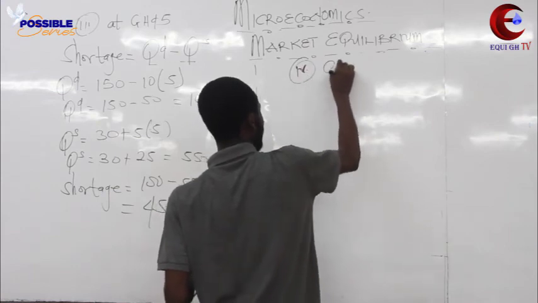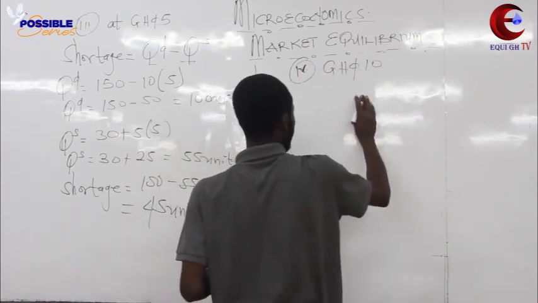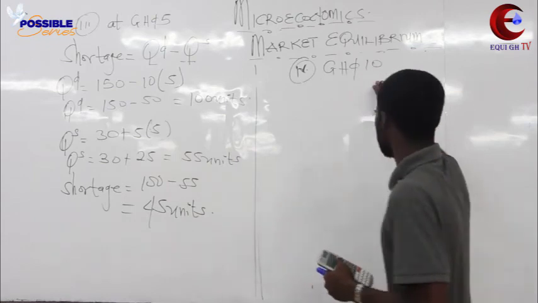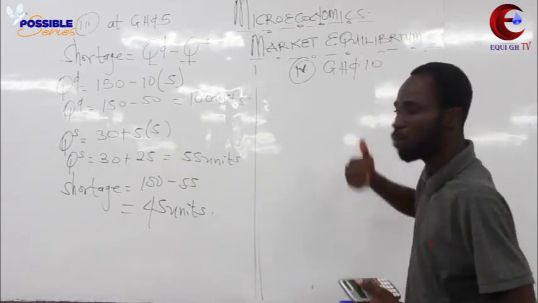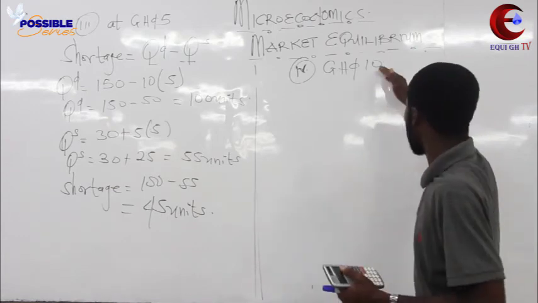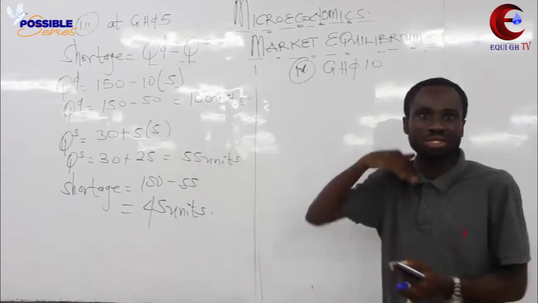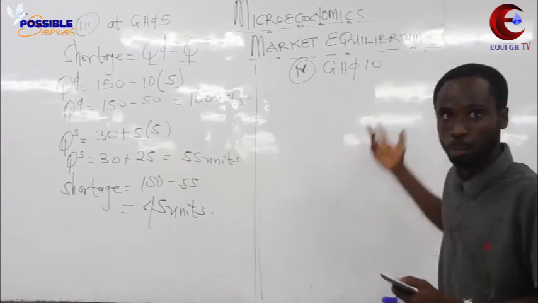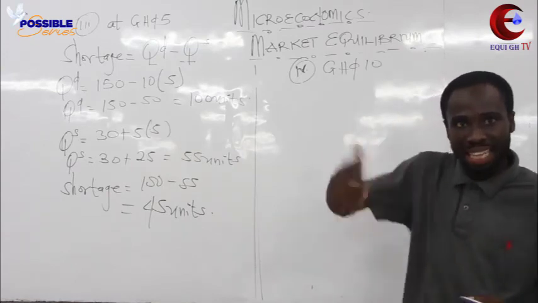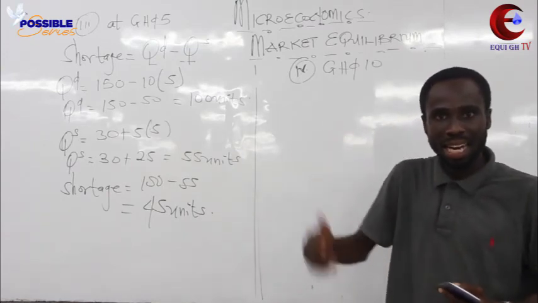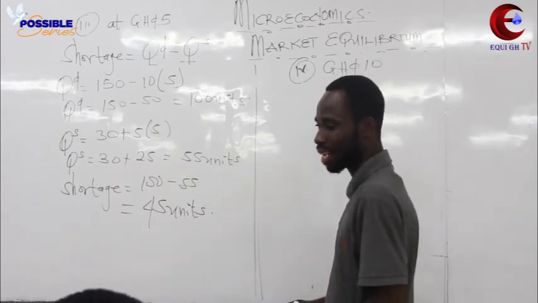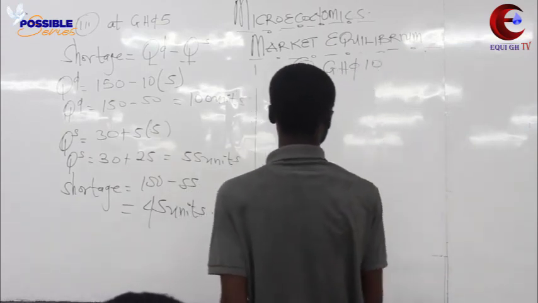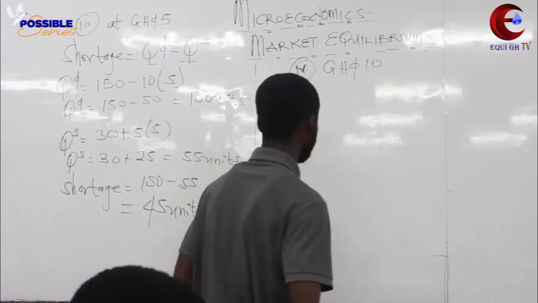At the price of Ghana 10 cedis. Now looking at this one, the price is 10 Ghana cedis and the equilibrium price is 8 Ghana cedis. So I need not test it to see whether it is shortage or surplus. I know that it is surplus because the price is bigger than the equilibrium price. I hope it makes sense. Nice one. The price is bigger than the equilibrium price.